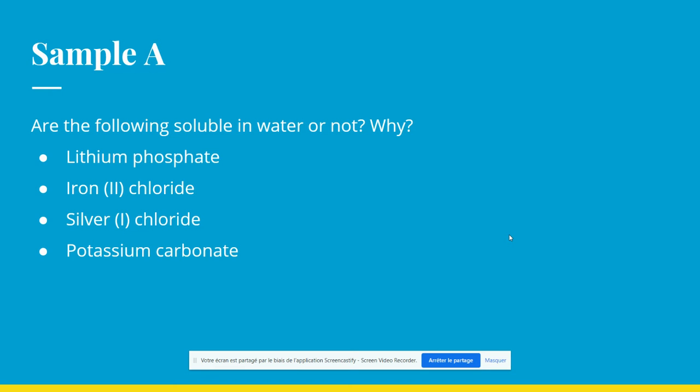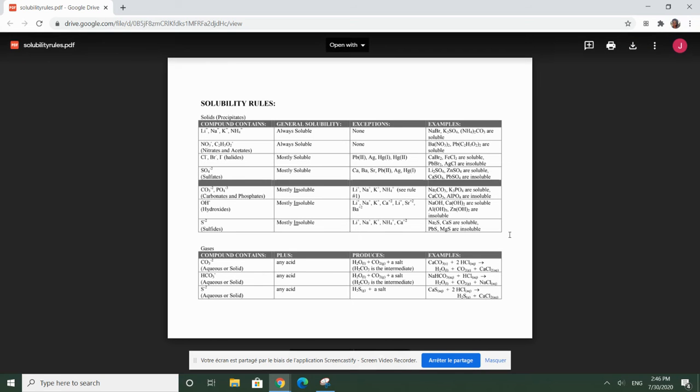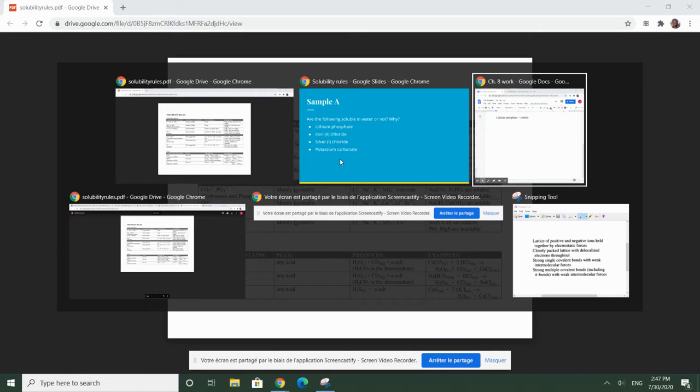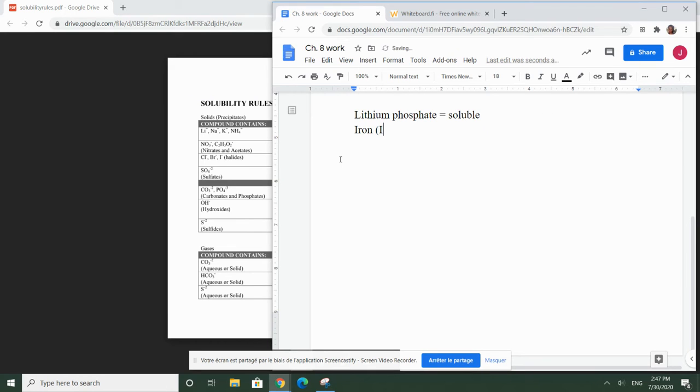Now I've got iron 2 chloride. So I'm looking first. I see all sorts of things. I don't see iron. So if you end up in that situation, it's totally fine. You're going to look at the second one. So look for chloride. And I see that chloride, chlorine minus, is mostly soluble. It does have exceptions. I check. So I've got Pb, Ag, and Hg. Iron is not an exception. So it is going to be soluble. You're never going to write mostly soluble. It's always going to be either soluble or insoluble.